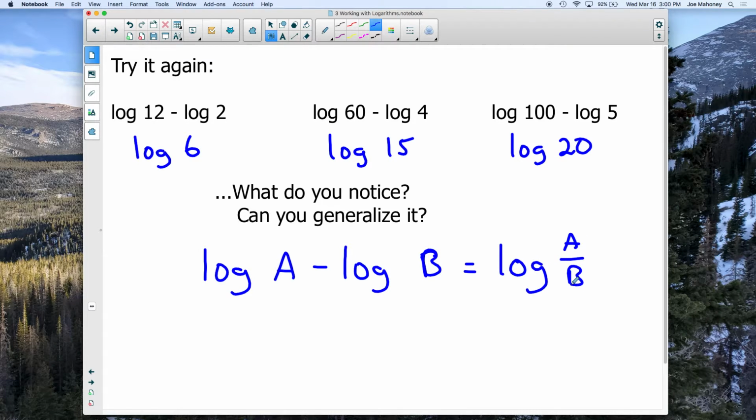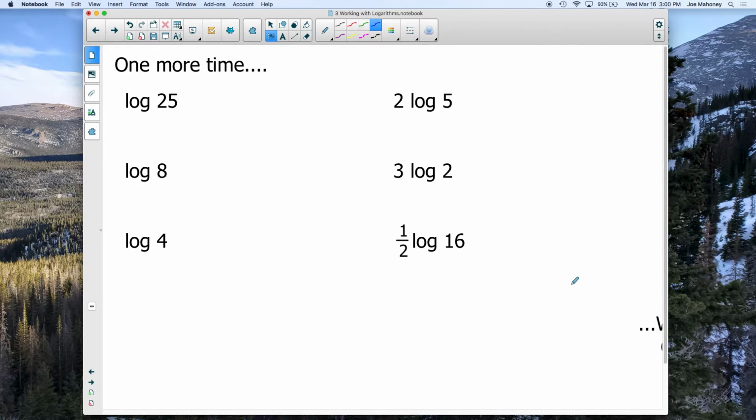And again, think about how you simplified exponents when you were dividing. You end up subtracting them. So that relationship should hold true for you. One last one to try. See if you can match these up at all.